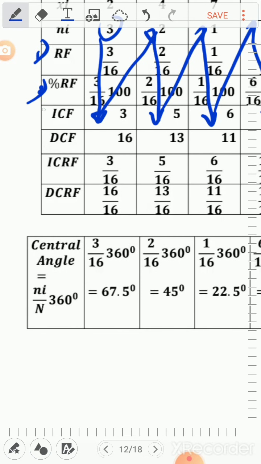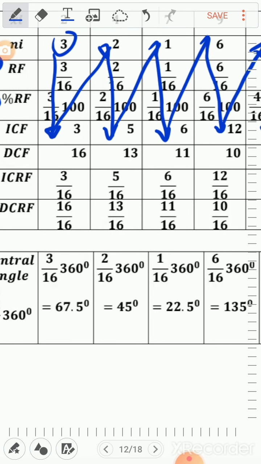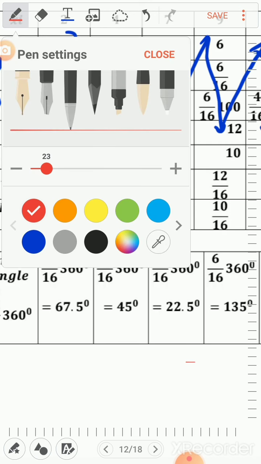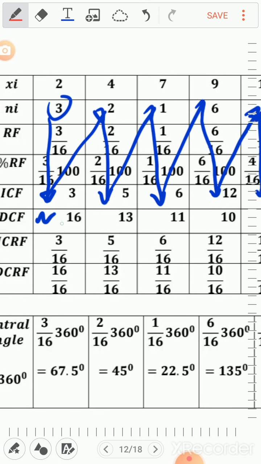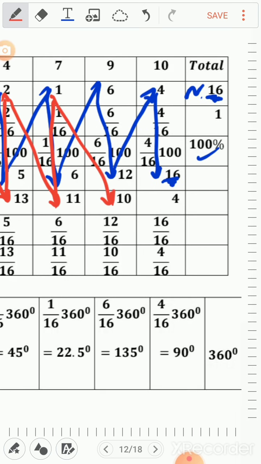This is part 3, increasing cumulative frequency. Decreasing cumulative frequency, part 4. Decreasing cumulative frequency is we begin with the size N of the population, then we subtract. Look here, N. 16 minus 3 is 13. 13 minus 2 is 11. 11 minus 1 is 10. 10 minus 6 is 4.